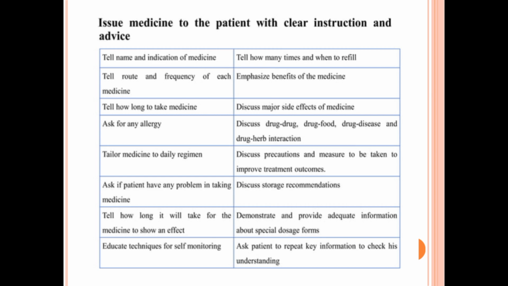Then, issue medicine to the patient with clear instructions and advice. These are some instructions which should be included in our counseling. Tell the name and indication of the medicine, tell how many times it can be refilled, tell the route, frequency, duration, and allergy regarding the medicine. Tell how it should be taken, how it will have a good effect, educate the techniques of self monitoring, discuss the side effects, and discuss drug interaction, drug-food interaction and drug-disease interaction if there are any. Tell them all the precautions about the disease. Then tell them about the storage recommendation, demonstrate with adequate information, and ask the patient to repeat the key information to check their understanding.